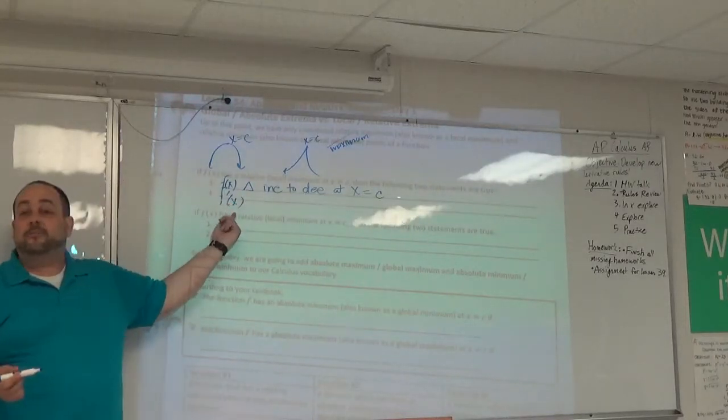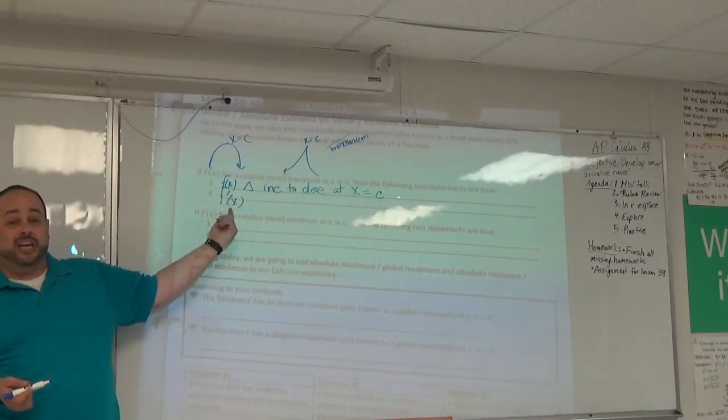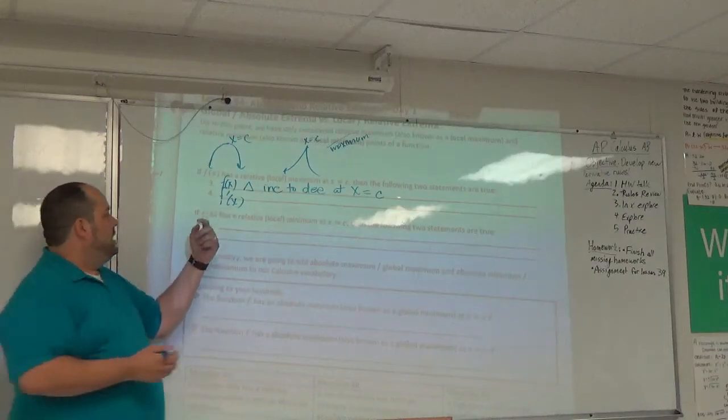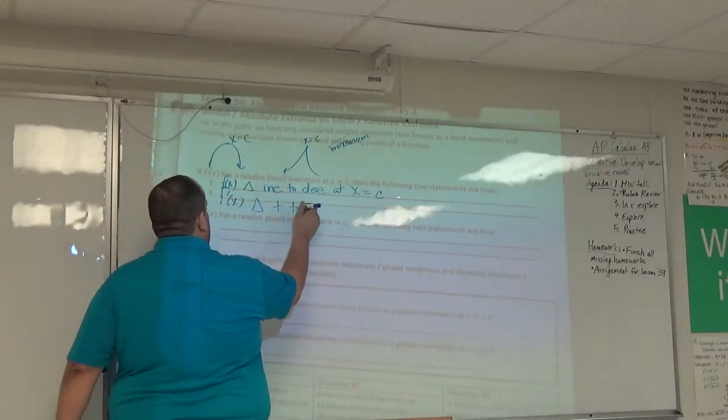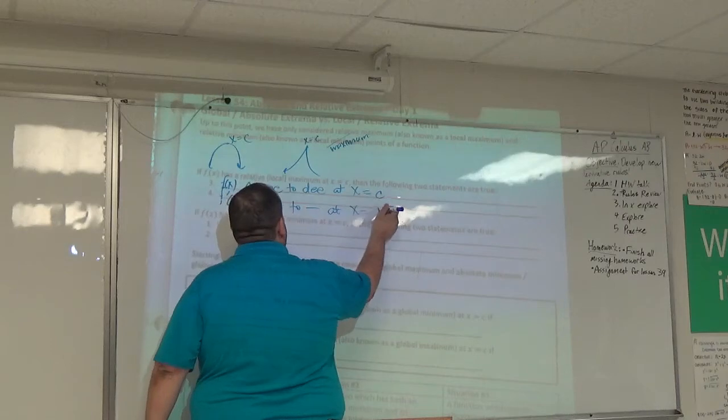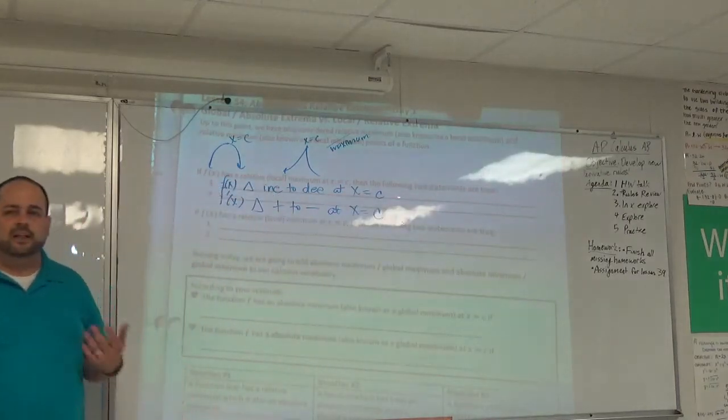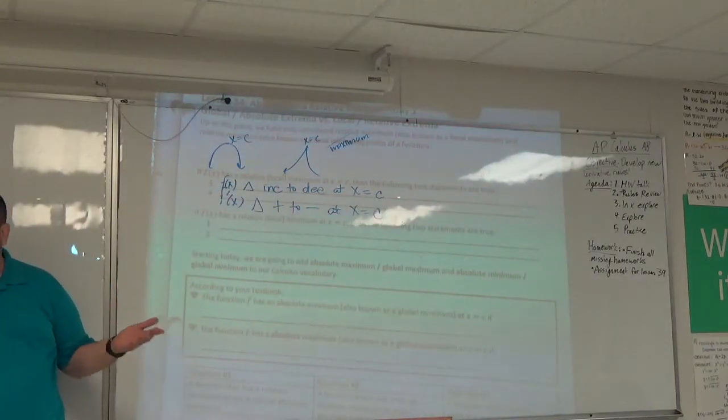Relative maximum, f prime makes a change. What's the change? Positive to negative. f prime makes a change from positive to negative at x equals c. This is a relative max. This is what we understand a relative max to be. This is how we prove a function has a relative max. And I hope everybody's okay.